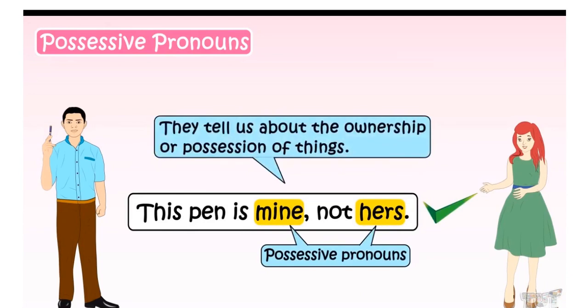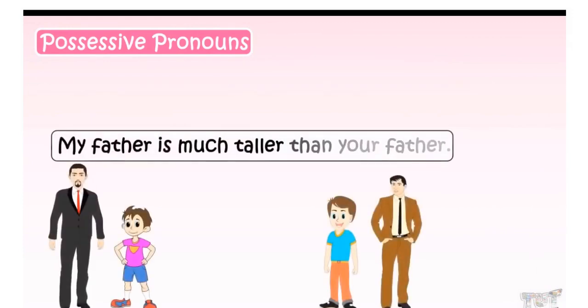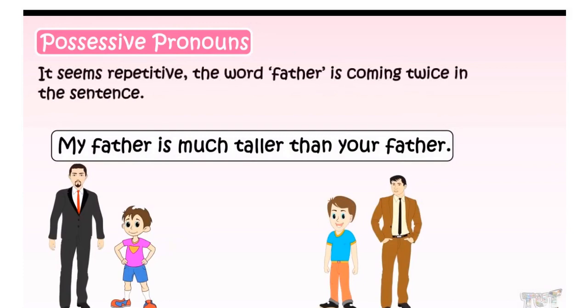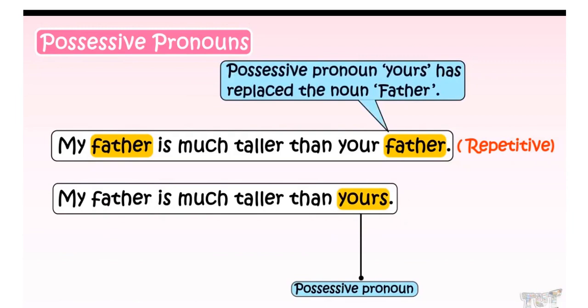Possessive pronouns replace nouns or noun phrases in a sentence. Also, they are never followed by a noun. Let's have a look at more examples. My father is much taller than your father. It seems repetitive. The word father comes twice in the sentence. Here we can use a possessive pronoun to replace the noun in the sentence. My father is much taller than yours. Here we have used the possessive pronoun yours, which has replaced the noun very well, and it's not followed by any other noun.